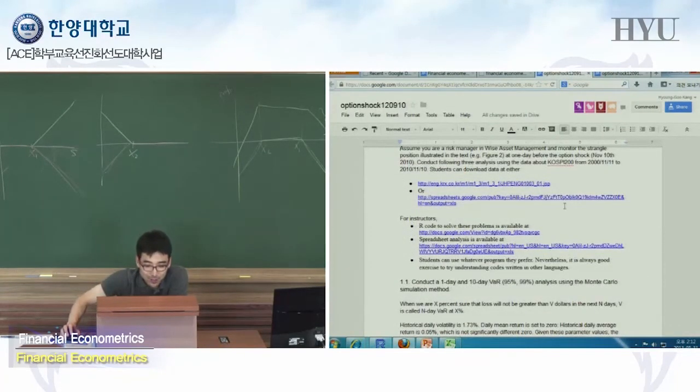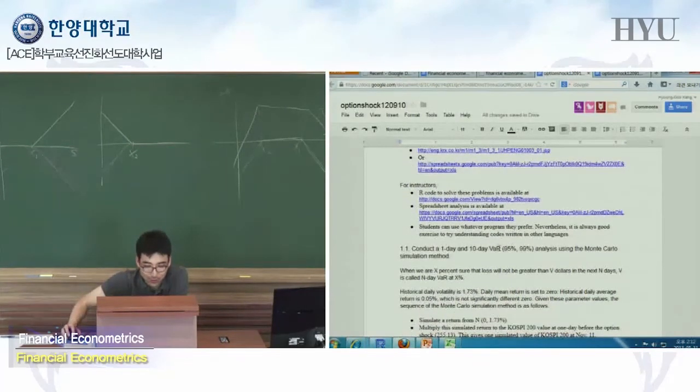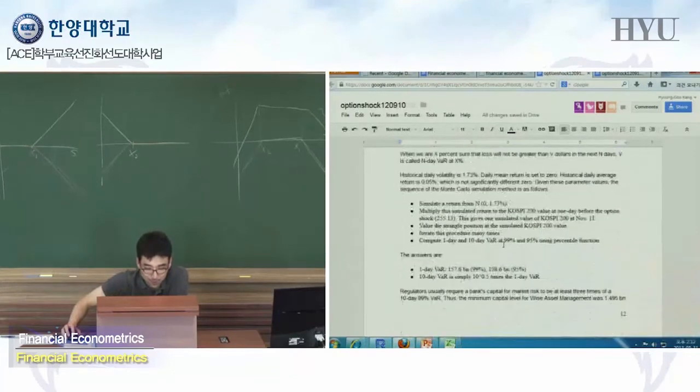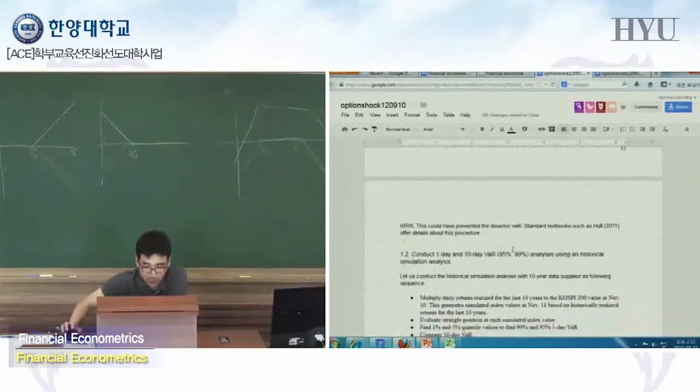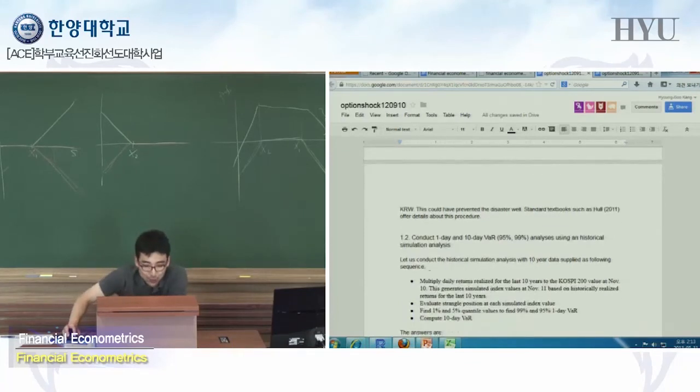So actually, I developed the R code. Okay, let's do the second one first. Conduct 1 day and 10 day value at risk analysis using the historical simulation analysis. So let us conduct the historical simulation analysis with 10-year data. The 10-year data is again in the Excel file.